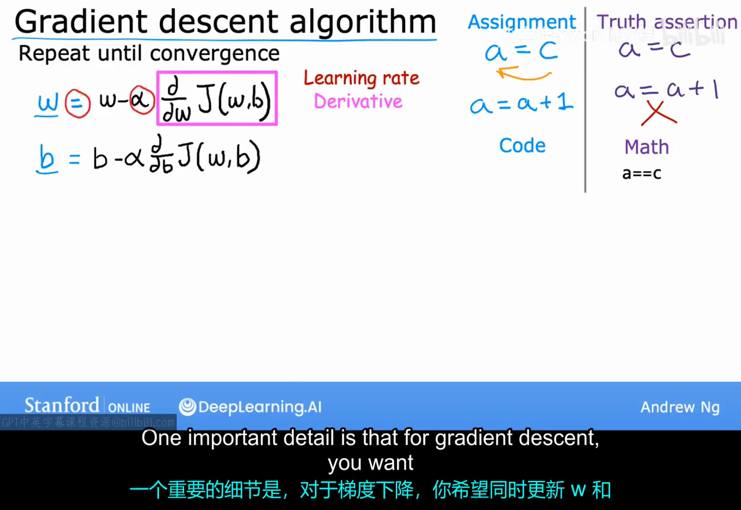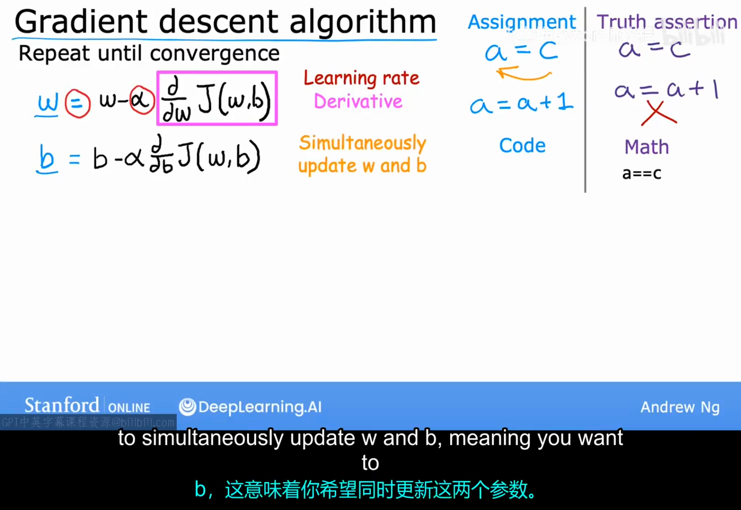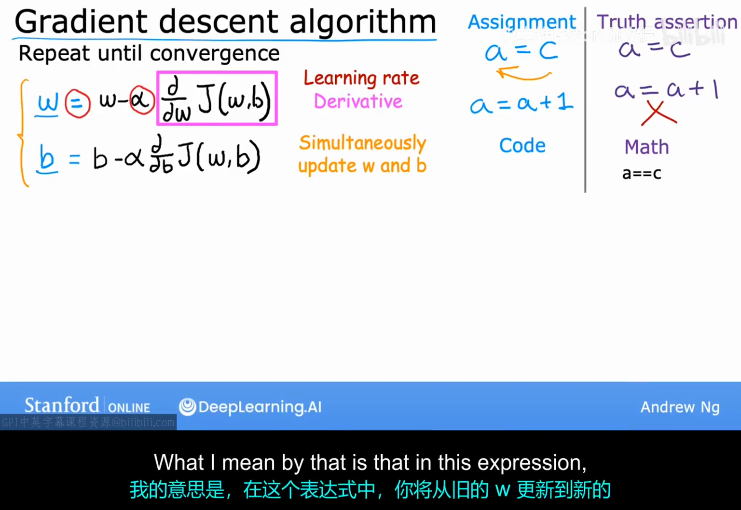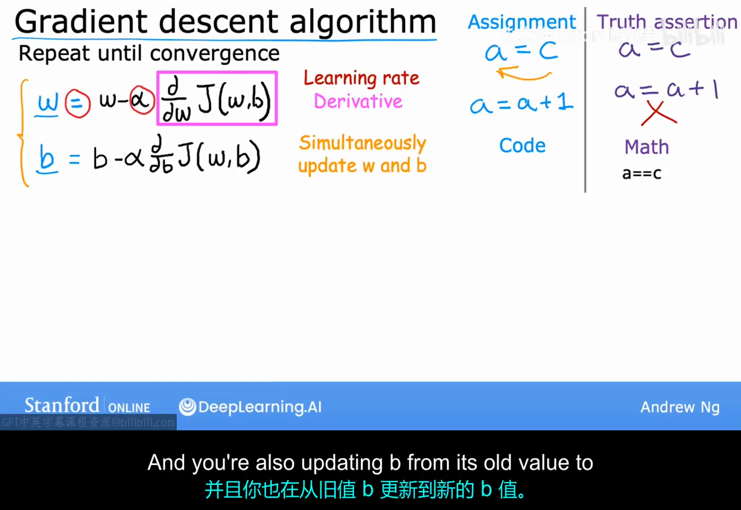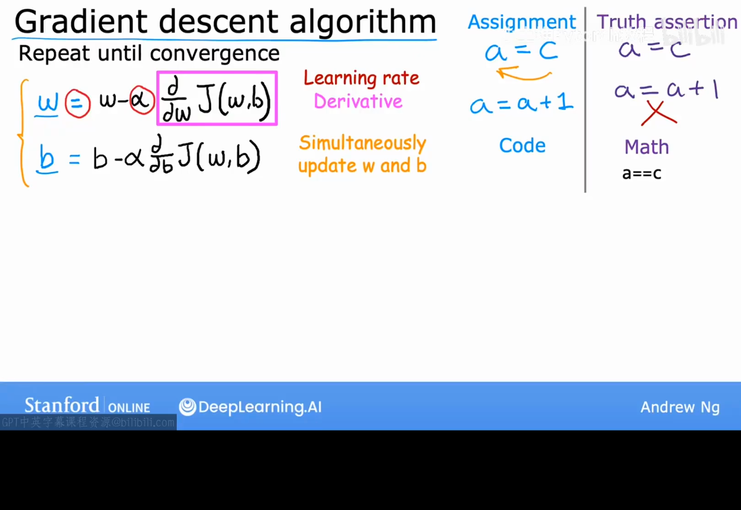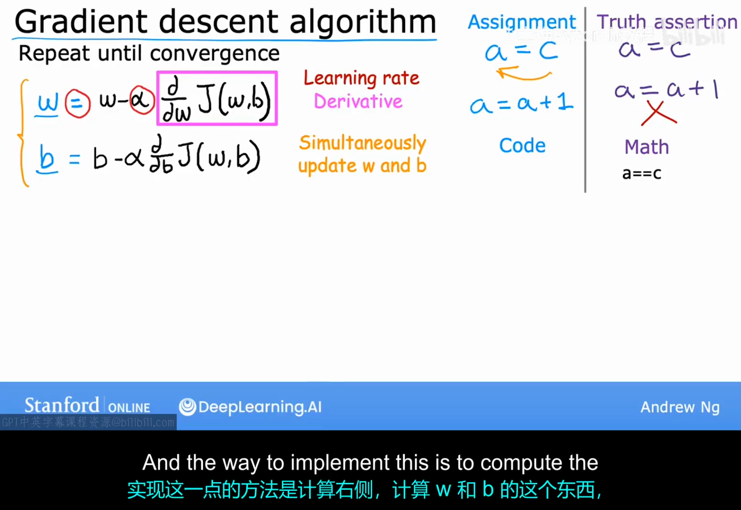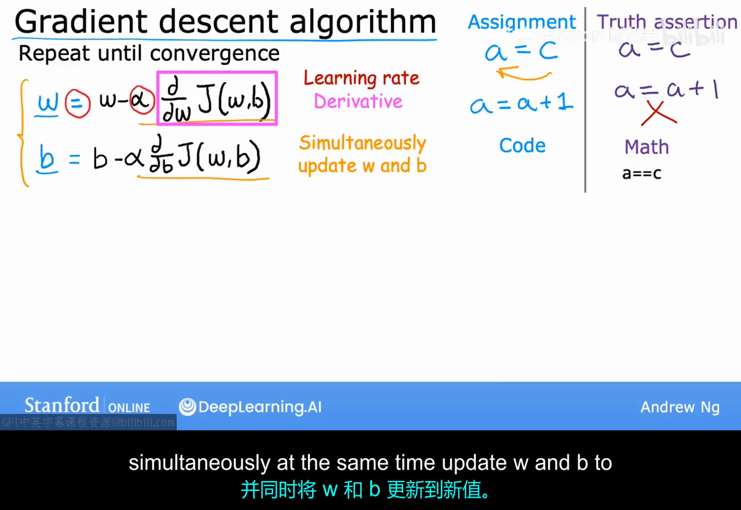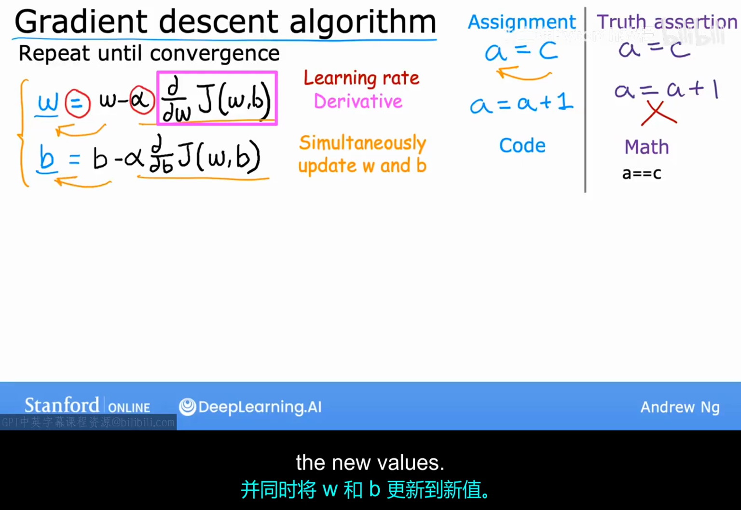One important detail is that for gradient descent, you want to simultaneously update w and b, meaning you want to update both parameters at the same time. What I mean by that is that in this expression, you're going to update w from the old w to a new w. And you're also updating b from its old value to a new value of b. And the way to implement this is to compute the right side, computing this thing for w and b, and simultaneously at the same time, update w and b to the new values.